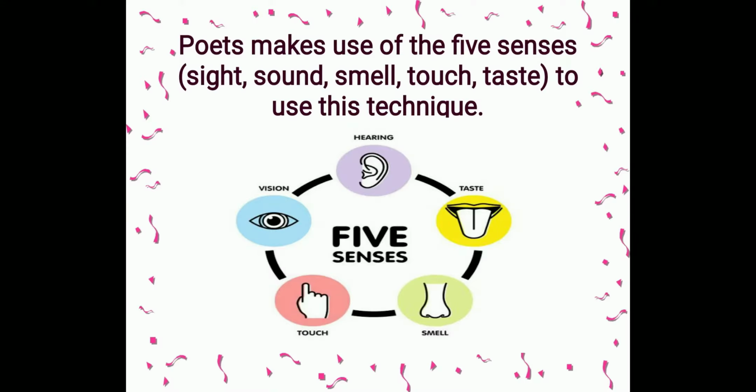So in simple sense, we can understand that imagery is a device in which the poet makes use of the five senses, that is sight, sound, smell, touch, and taste in order to use this particular technique. Now, let us have a look at all of these five senses one by one and see how the poet makes use of this imagery device.